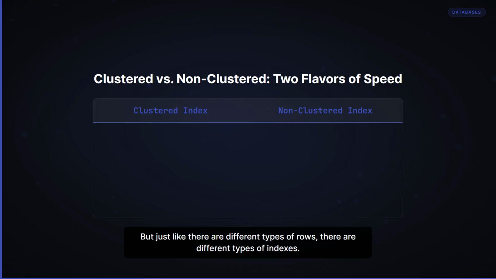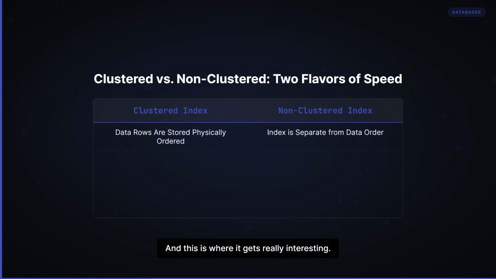Alright, so we know what an index is conceptually. But just like there are different types of roads, there are different types of indexes. The two main ones we need to understand are clustered and non-clustered indexes. And this is where it gets really interesting.